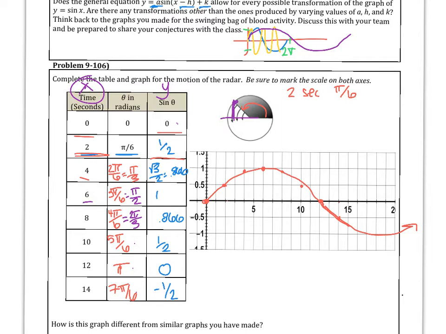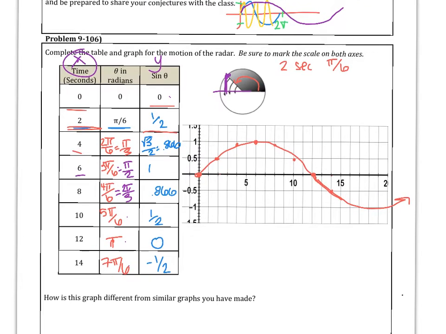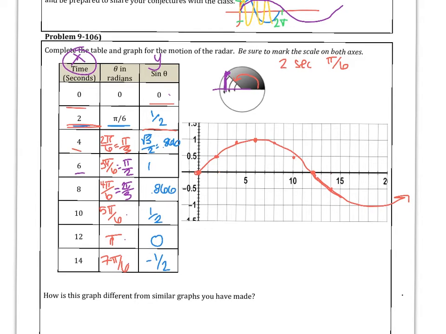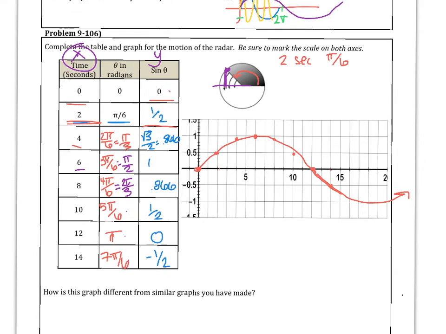So let's take a look and think about this next question. How is this graph different from similar sine graphs that we've made? So the first thing I'm hoping you guys see here is that the shape of the graph overall, yes, looks the same. But if you remember the other sine graphs we've made, those start repeating at 2 pi, where this sine graph, so this is what a typical sine graph looks like. 2 pi is about 6.2. We see this sine graph is not even, this graph is only halfway through its cycle at 12 seconds.